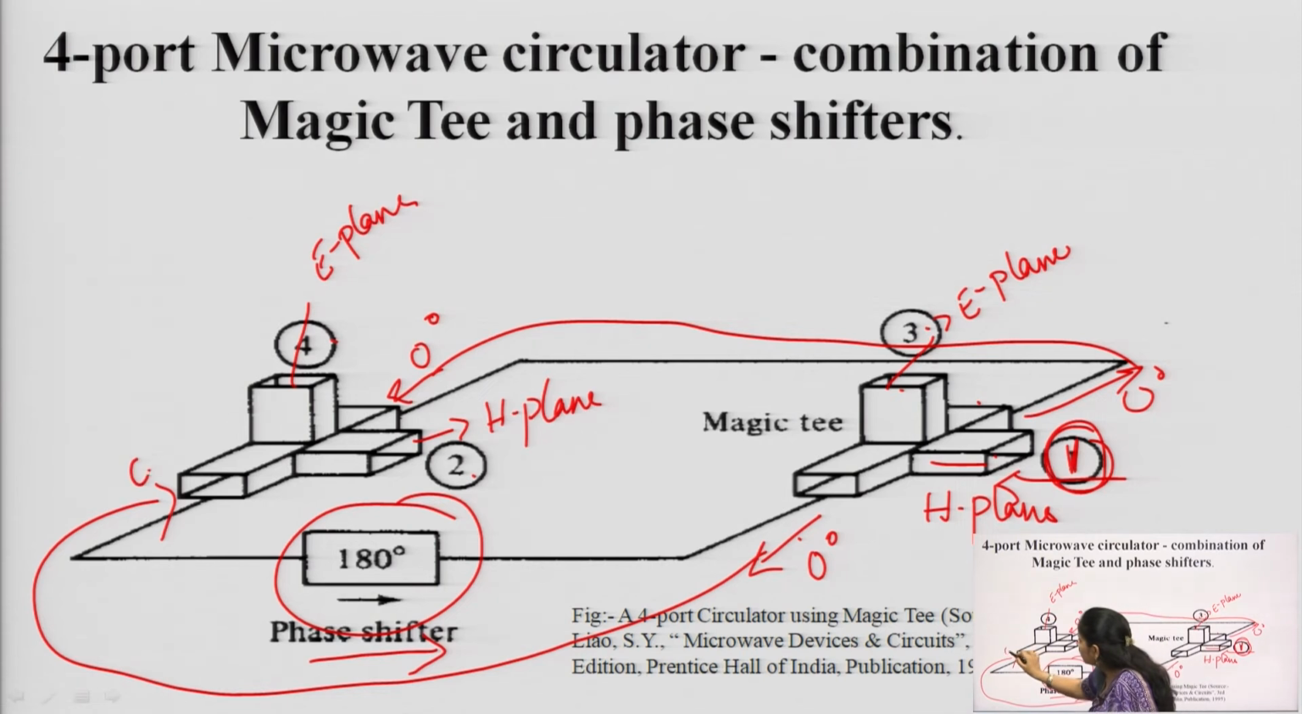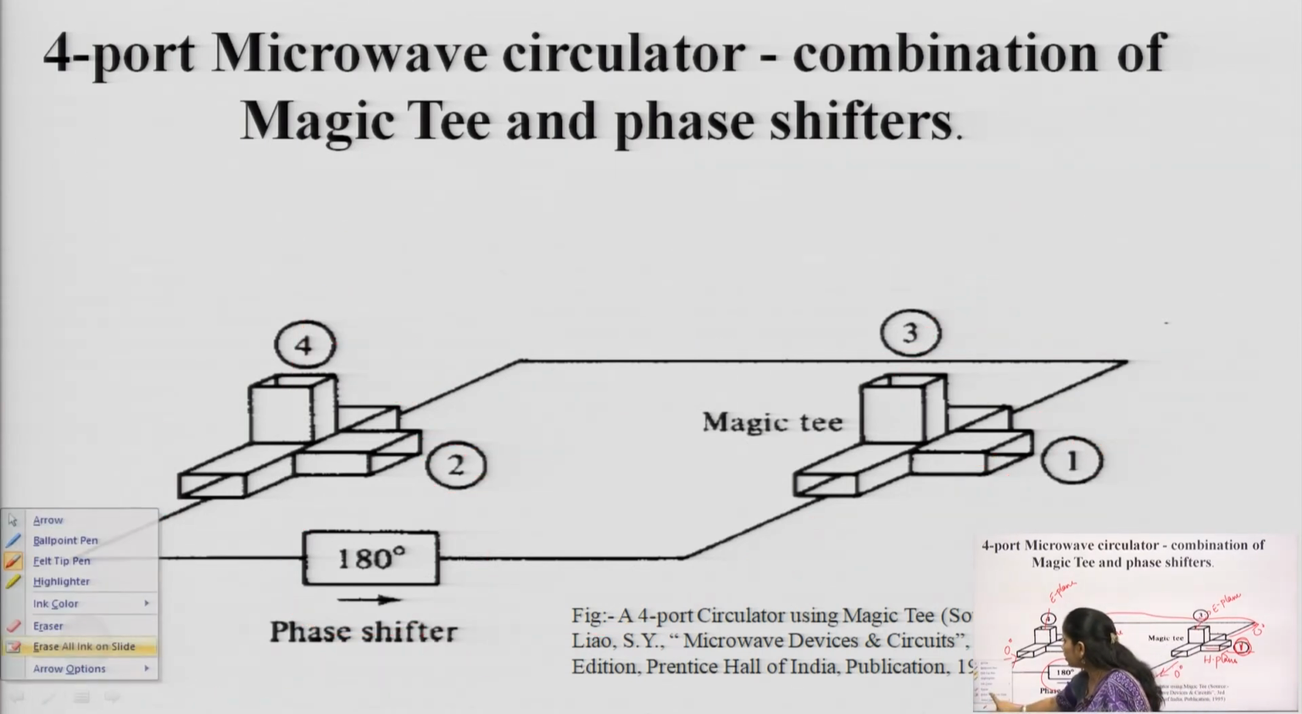So, again the same phase. We know the property of a magic T: if the collinear ports have the same magnitude and the same phase, the signal will come out from the H plane. So, it will come out from the H plane, which is our port 2. So, when the signal is coming from port 1, it will come out from port 2. This is a property of a circulator. We can verify with other ports also.